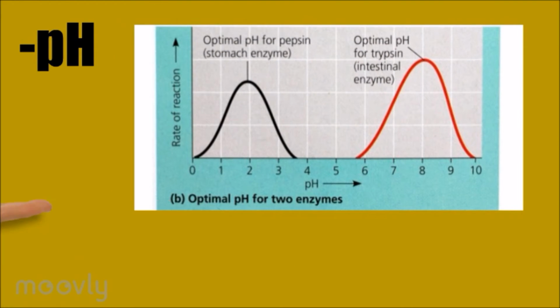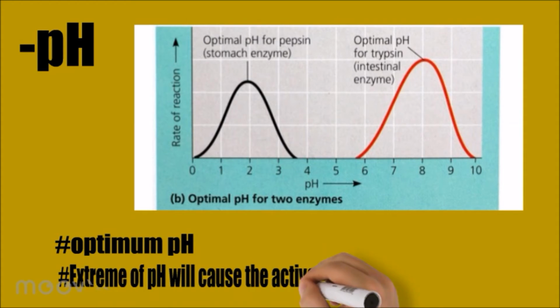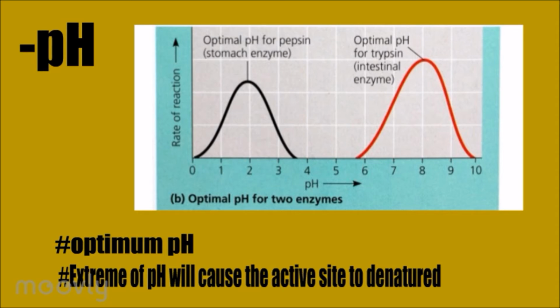For pH, first, in many cases, the pH level or acidity of the environment of the enzyme and substrate can affect the reaction rate. Second, each enzyme works best at a particular pH. This is known as the optimum pH. Third, an extreme pH, either too high or too low, will typically slow the reaction.